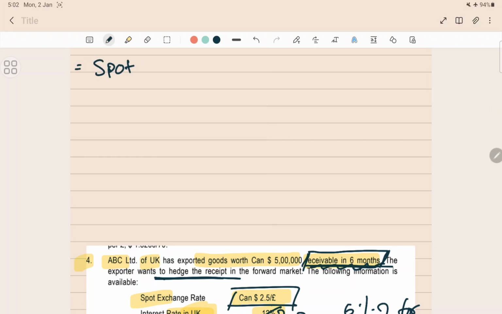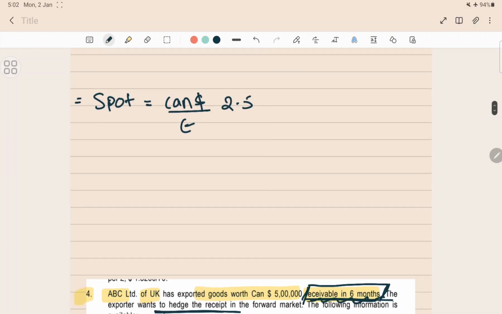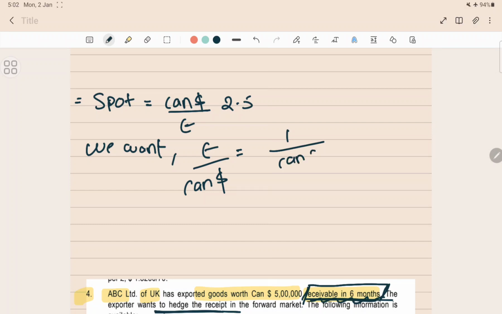So first of all, spot is equal to Canadian dollar upon pound 2.5. This is what we have. We have to convert this. What do we want? We want pound upon Canadian dollar. So therefore we take the inverse, 1 upon 2.5, which gives 0.4. Now this is about spot.